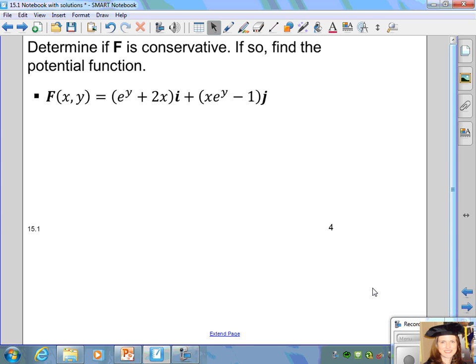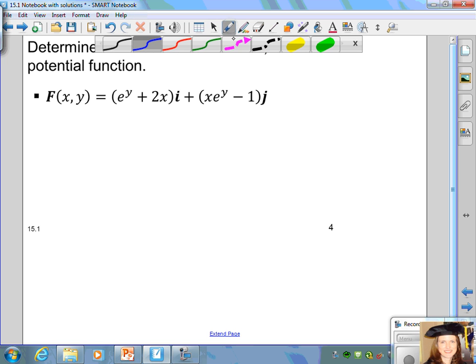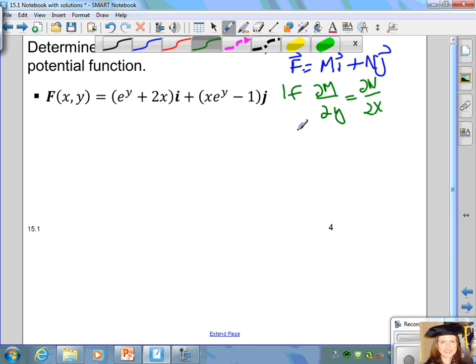In this example for section 15.1, we wanted to determine if F is conservative. If so, find the potential function. Again, recall that the vector field F is in bold, and I use that vector notation here. F is equal to Mi plus Nj. Our test to determine if a vector field is conservative is if the partial of M with respect to y is equal to the partial of N with respect to x, then we could say F is conservative.